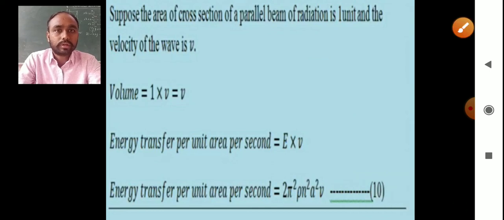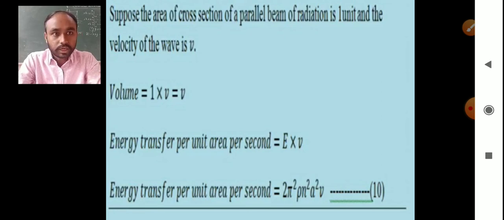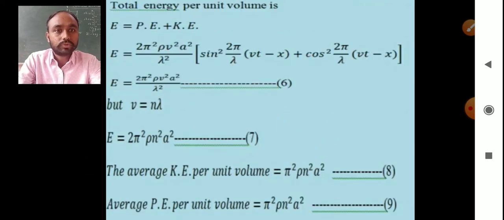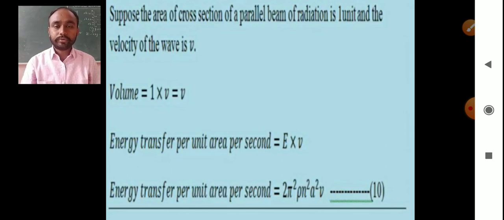That is what we have done here. Volume is equal to area of cross section into velocity. We considered 1 unit area of cross section, and v is the velocity, so the volume will be only v. Now, this was the total energy, but how much is the energy transfer per unit area per second? That will be energy into volume, but the volume is v. So E into v, where the total energy is 2π²ρn²a², gives 2π²ρn²a² into v, equation number 10, the last equation: energy transfer per unit area per second. That means in 1 second this much energy is transferred through that area of cross section. This is the energy of a plane progressive wave.